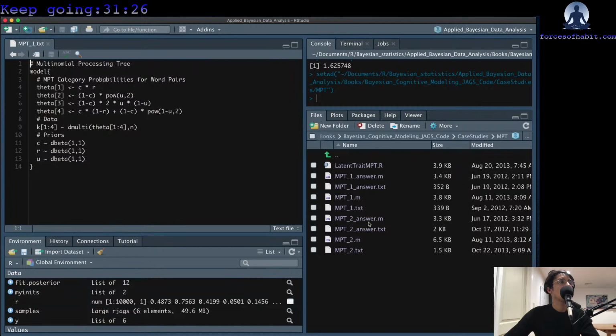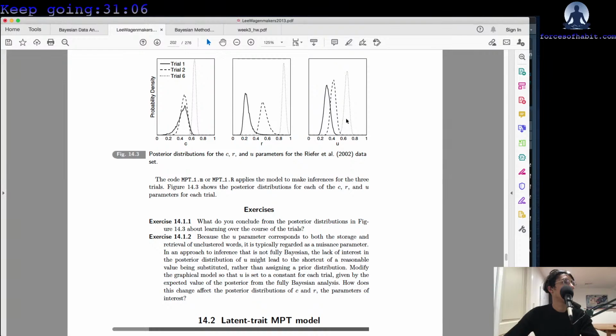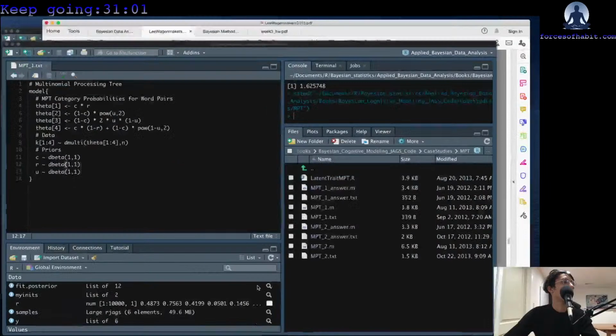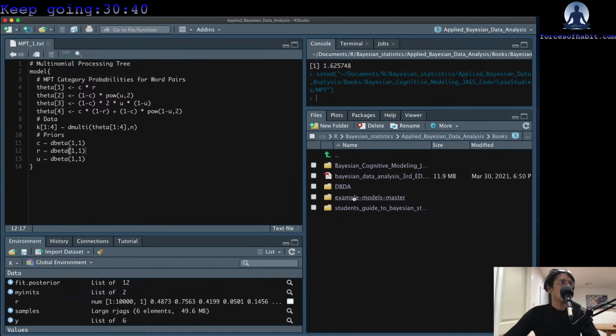It doesn't look like you can implement this one. So there doesn't seem to be some way to implement this one in R. MPT_R. Huh, I got a bug. Maybe we'll go take a look and see if we can find the JAGS code.